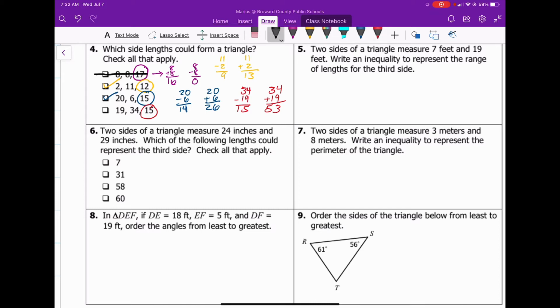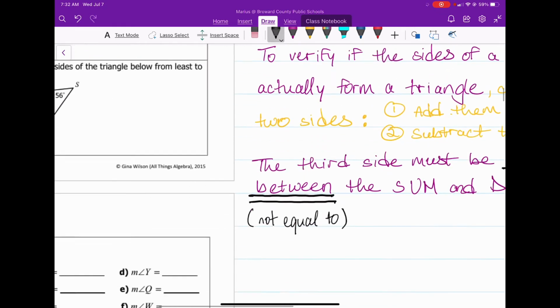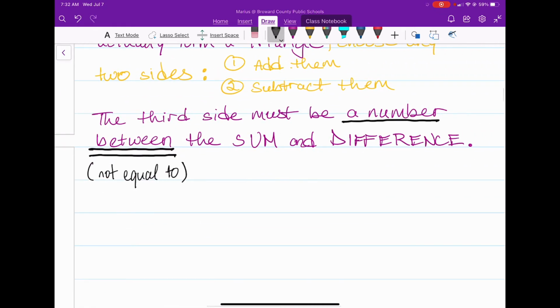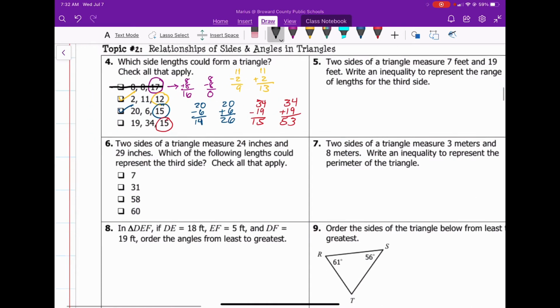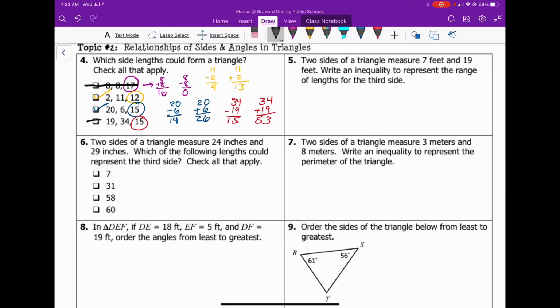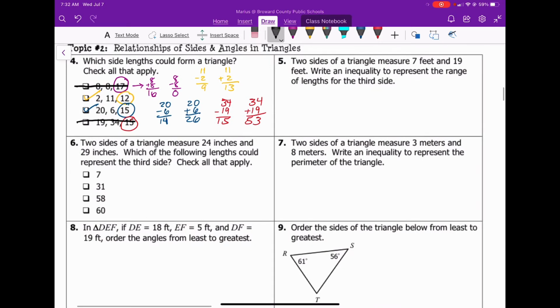It can't be equal. It has to be between, remember. Has to be between the sum and the difference, not equal to the sum and the difference. So going back up here, the last one is also not an answer. So the only two that work are the middle two. Okay, answer choice is 2, 11, and 12, and then the answer choice 20, 6, and 15. All right, let's take a look at number 5.